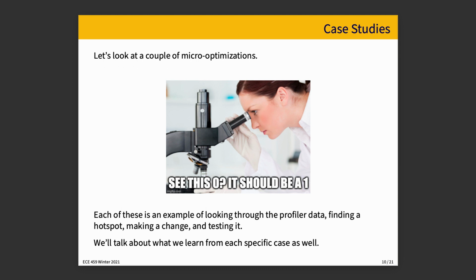All right, so we'd like to look at a couple of micro-optimizations, cases where we are going to make a small change in the hopes that it makes a significant difference. And I exaggerate a little bit with the microscope, see, the 0 should be a 1 kind of thing, but we're not that far off of it. Each of these scenarios that we're going to talk about is an example of looking through the profiler data, finding something that we think is a hotspot, making a change, and testing it, and hopefully we can learn a lesson or two from whatever we have changed, whether we were successful or unsuccessful. It's good to know whether it worked or not.